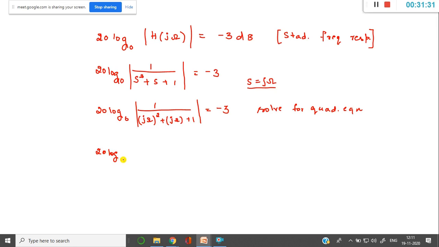20 log 10 of 1 divided by, so this is j square. j square is nothing but minus 1, or minus omega c square. Let me write this as omega c square plus j omega c plus 1. So that is equal to minus 3 dB. Is it not?